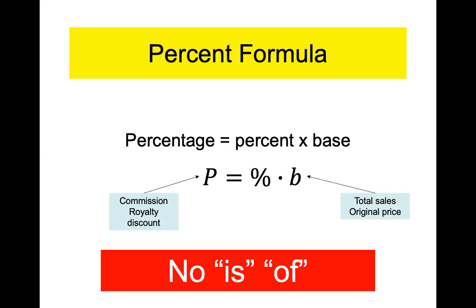You need to have this written down somewhere. So P is in dollars or cents: the commission, the royalty, the discount. Percent's a percent written as a decimal. And B will be the original sales price, that'll be for your discount. Or, hey, I sold $20,000 in furniture yesterday.